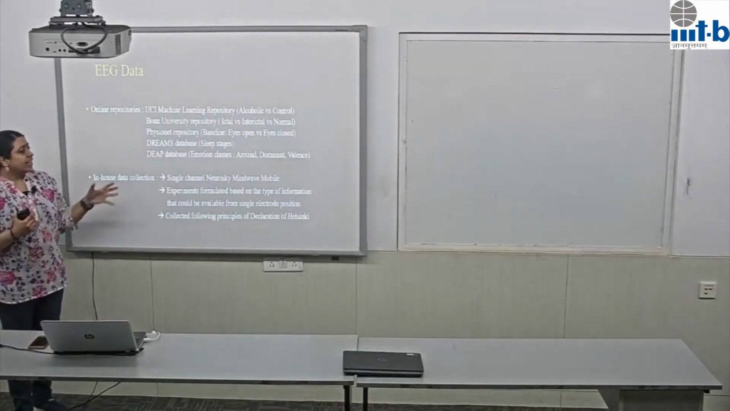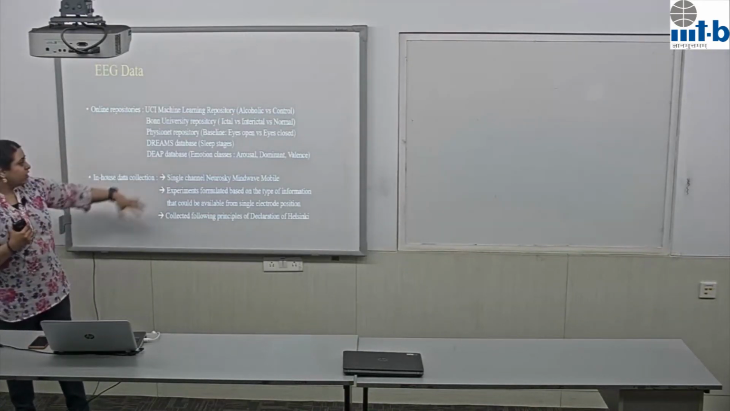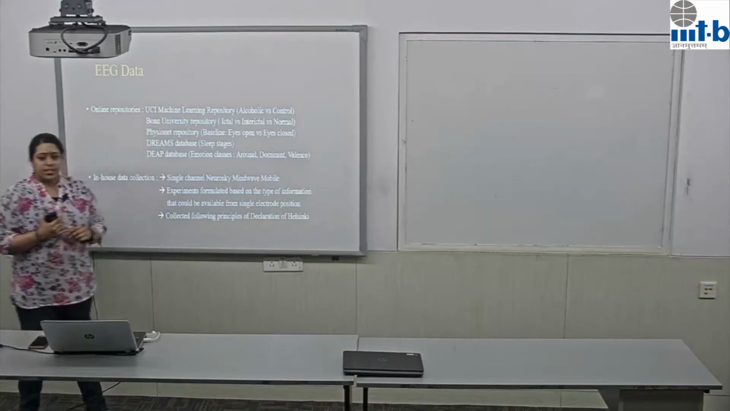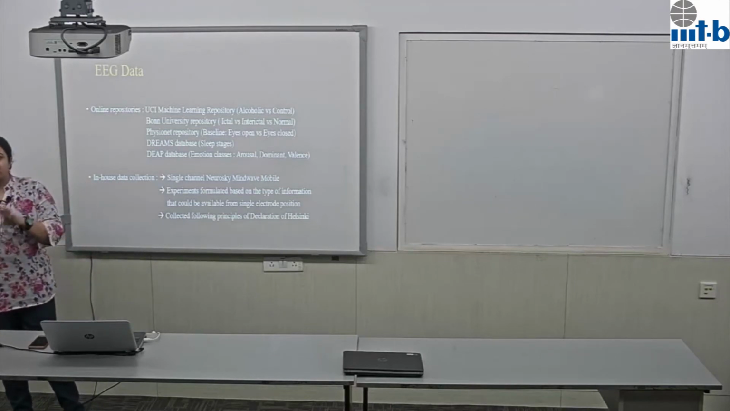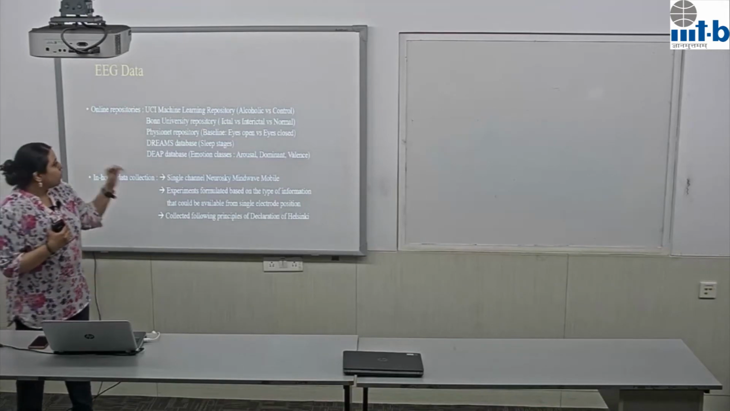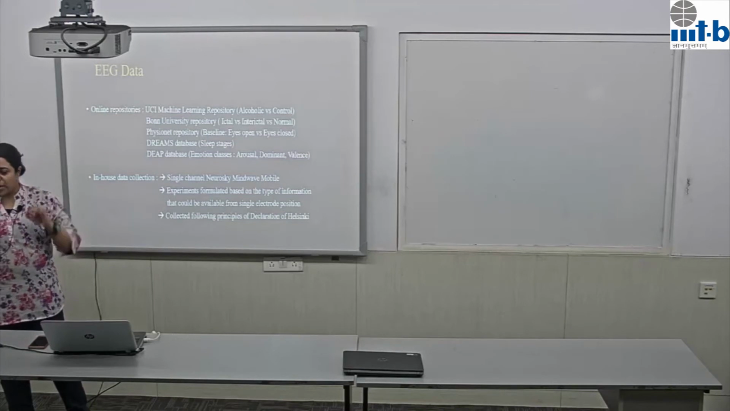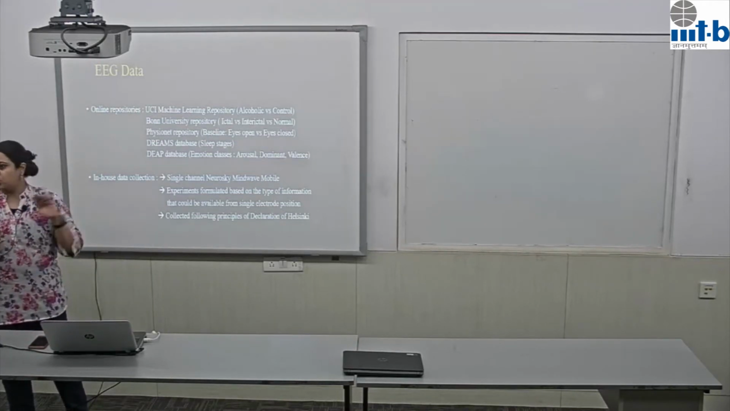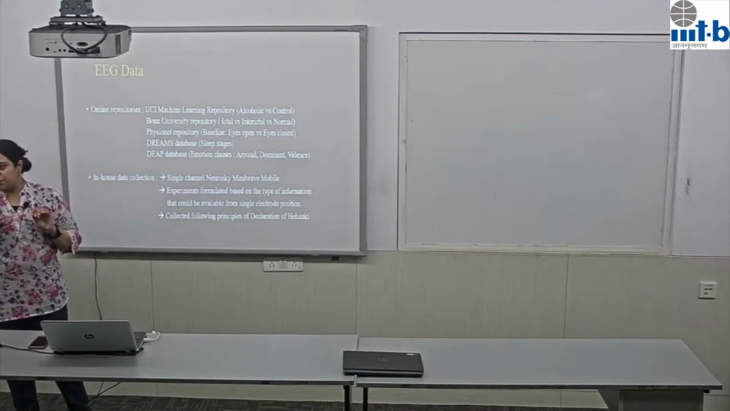The data that we have used so far in our research is first from an online repository, the UCI machine learning repository, where we have data of a long-time alcoholic patient along with a control. The second is the Bonn University repository. Ictal is the same as seizure, the data when a person is having a seizure, versus inter-ictal, a person who is known to have a history of seizure but has no seizure at the time of taking the EEG, and a normal person who doesn't have any history of seizure.